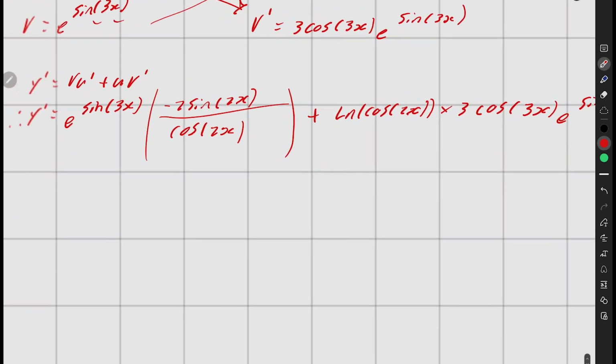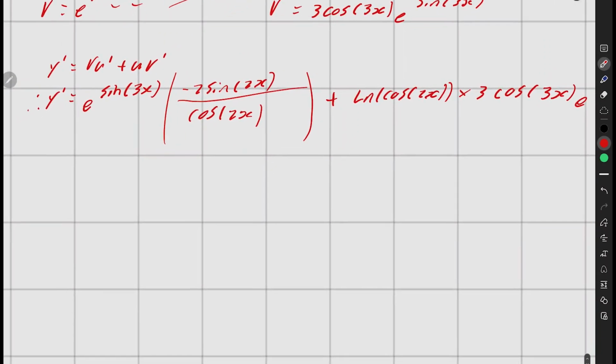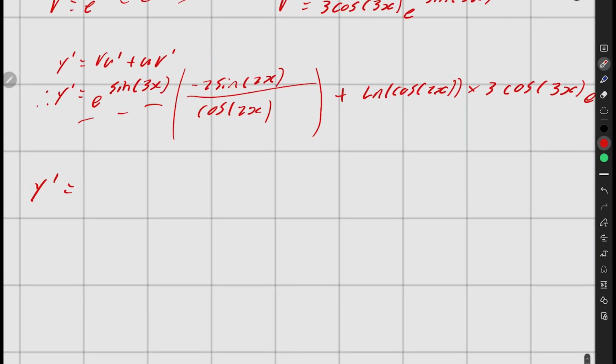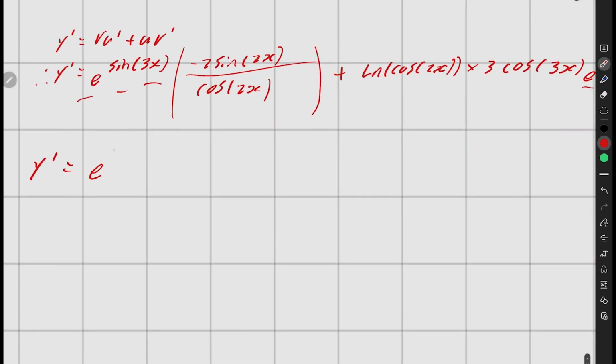And we can simplify this down a bit. So we can take y dash. We know that we have e to the sine of 3x, so that can be step 1. We'll take that out the front. E to the sine of 3x. Chuck some nice square brackets in there. We know that's going to be being multiplied by -2 sine of 2x over cosine of 2x.